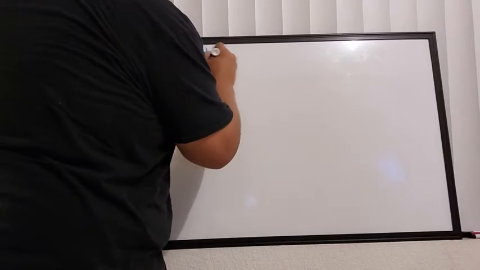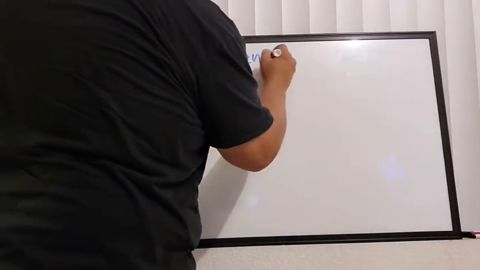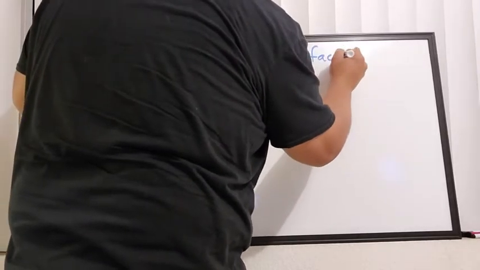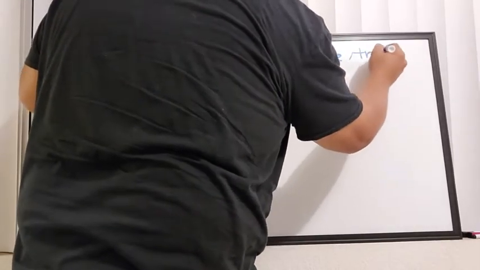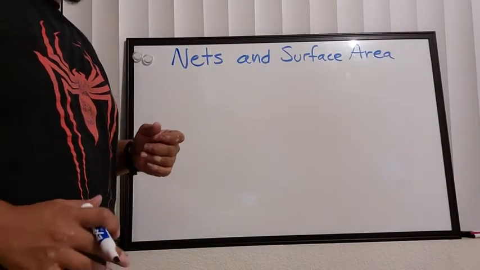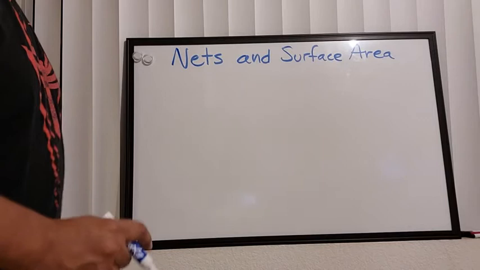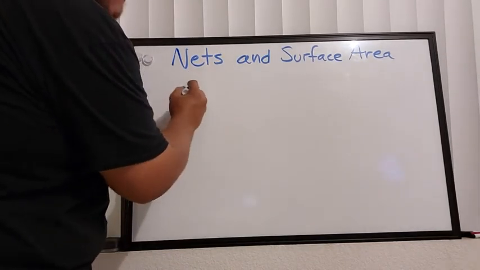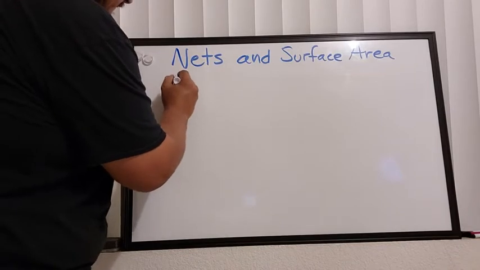Okay, boys and girls, today we're going to be covering nets and surface area. These are the topics that we've been covering for the past 2 days. Let's draw a net of a rectangular prism.